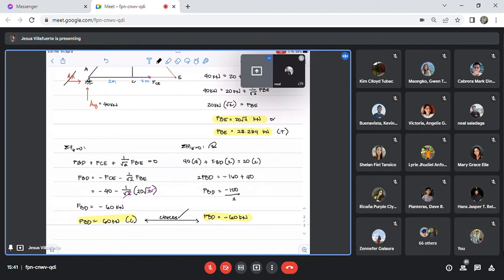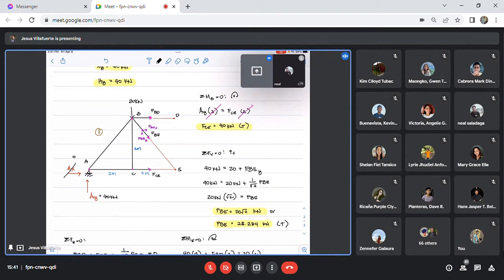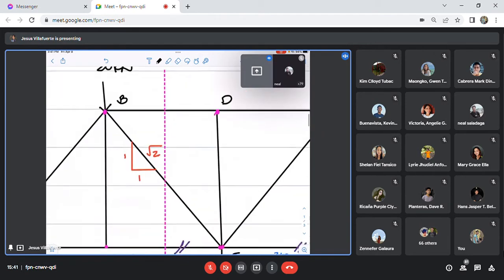When you do your solution, it becomes approximate. Unless you use the radical sign, the square root or something, then you can carry the whole value. But still, it's okay if you use an angle. But for me, I personally prefer this method rather than just having an angle.